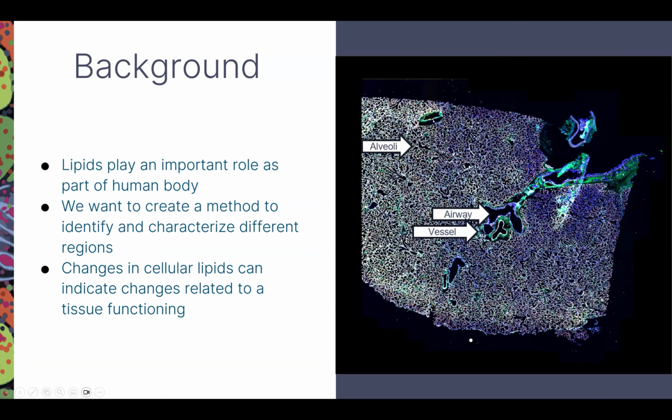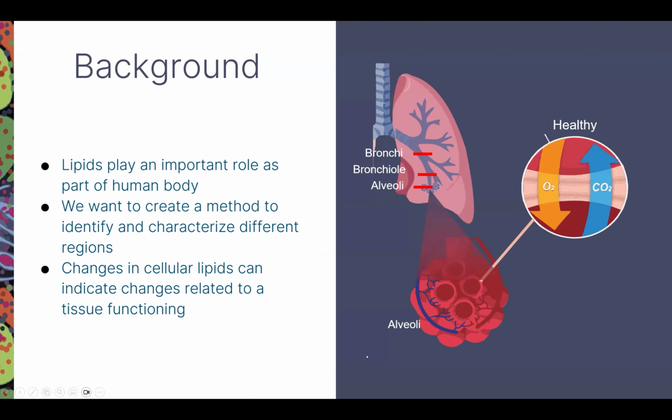And in this microscopy slide of a lung tissue, we can see that it's even further subdivided into alveoli, airway, and vessel. And each compartment of this tissue has a different molecular composition. So coming back to our example with alveoli, the changes in cellular lipids can indicate changes related to tissue functioning. So for instance, if in alveoli, the lipidomic composition has been altered, it might affect our breathing, in other words.